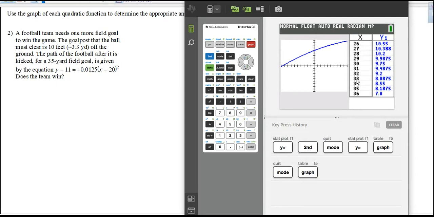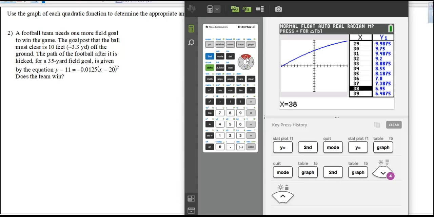If you cannot see these numbers on your table, you may need to adjust your table by selecting Second Graph. This will allow you to move your cursor up and down the table until you can find the value 35. At 35, my ball was 8.1875 yards in the air.